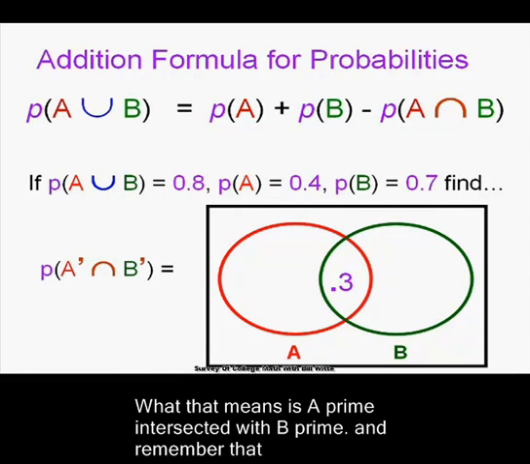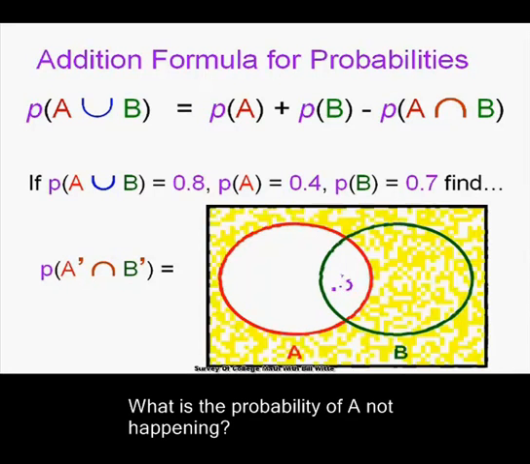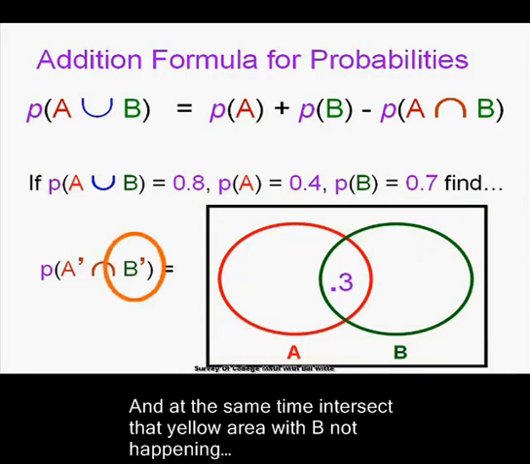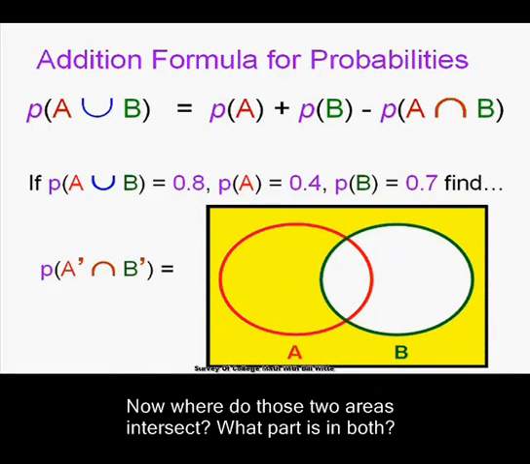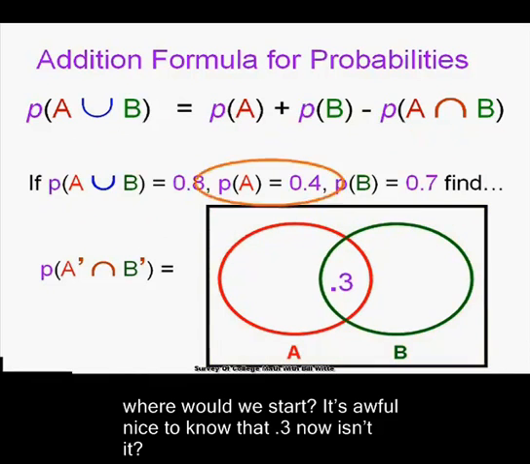What is the probability of A not happening? Where would that be if this was a Venn diagram? A prime. And at the same time, intersect that yellow area with B not happening. Now, where do they intersect? Well, what part is in both? It's going to be this area. And if you needed to count that, given all the other numbers, where would we start?